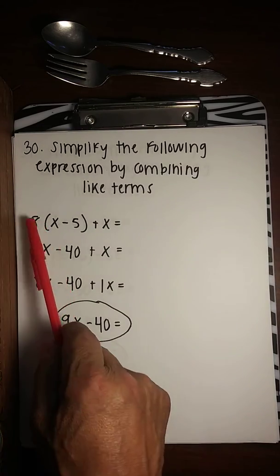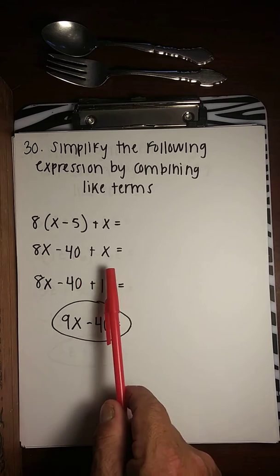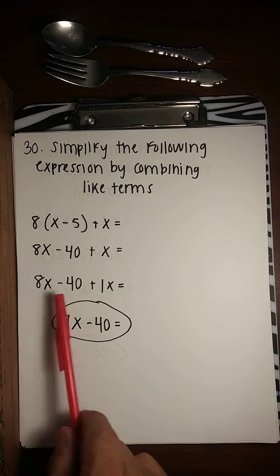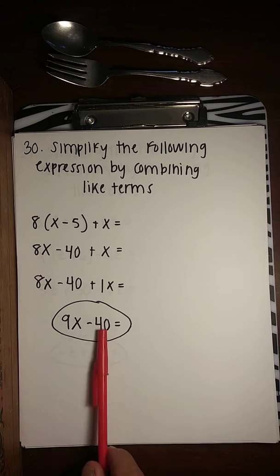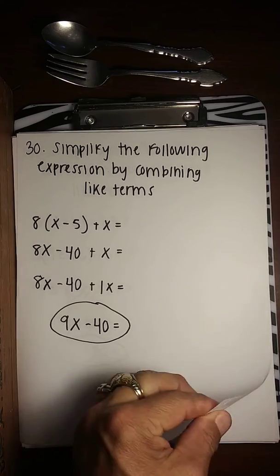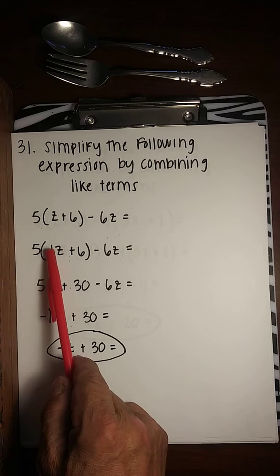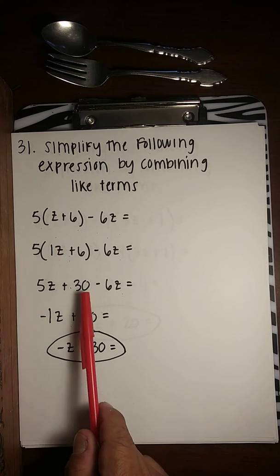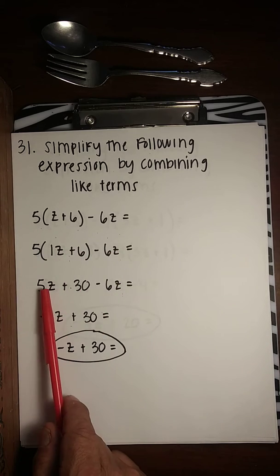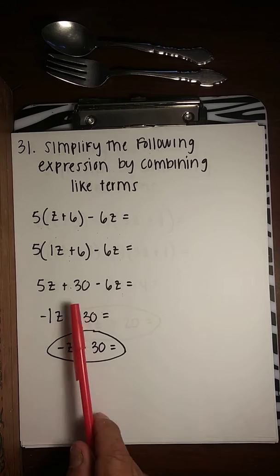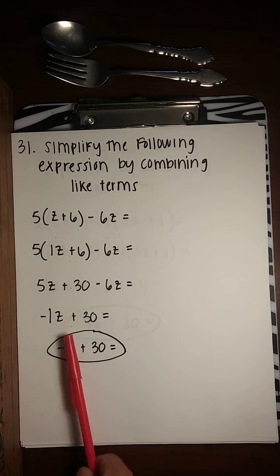Multiply parentheses first. 8 times that is 8x. 8 times that is minus 40. So we have 1x and 8x, 9x, and then minus 40. 5 times 1z is 5z. That's 30 and minus 6z. So 5z minus 6z is -1z plus 30. And -1z is just -z.